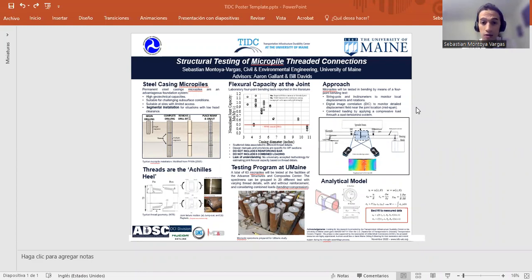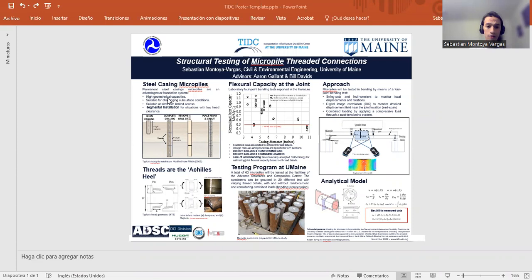I'm a PhD student in the Civil and Environmental Engineering Department at the University of Maine, working with professors Aaron Gallant and Bill Davids. Our research relates to the structural testing of micropile thread connections.